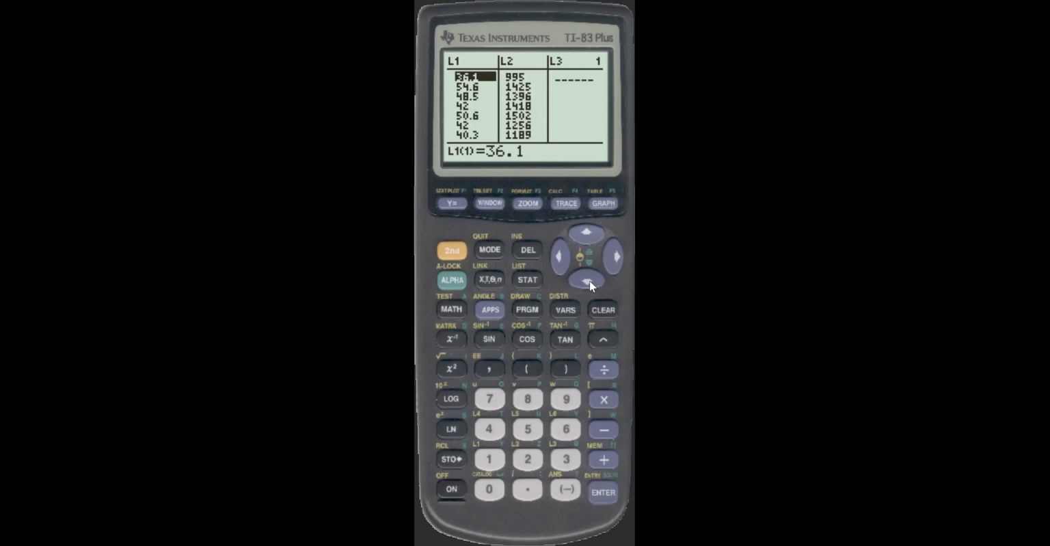I think I made the mistake here. 31. Just checking the other ones. 2, 4, 3. Yeah, I think all mine are right. So if I quit out of this and do a ZoomStat again, I bet our windows look really similar. Yeah. Okay. And then if I go back and do this again, it's STAT CALC number 4.